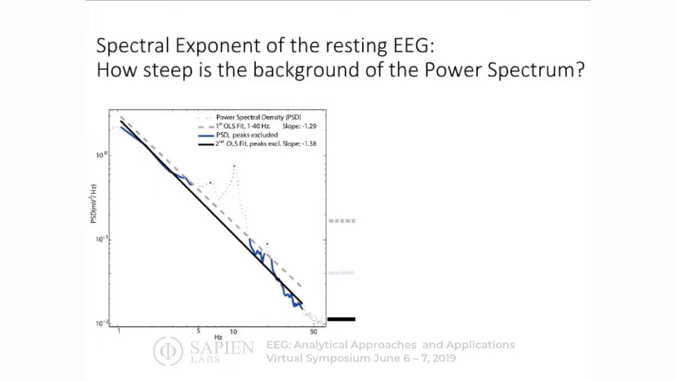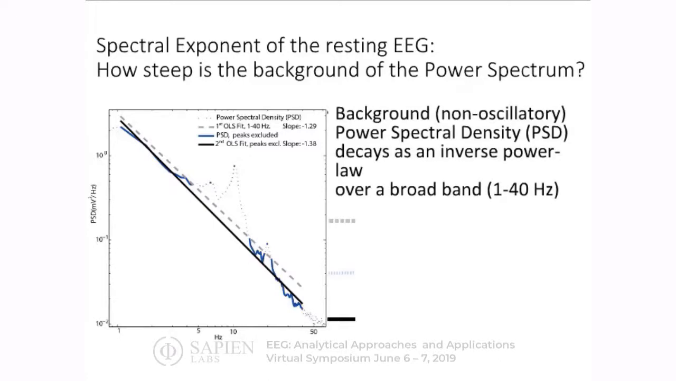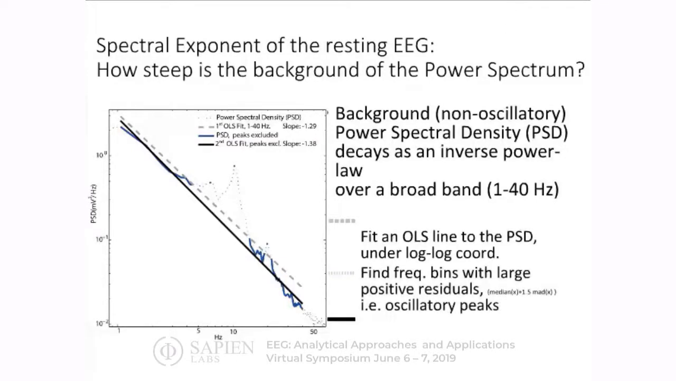So here's how I quantify the spectral exponent avoiding peaks. As you know, there are some typical oscillations that break this scale-free rule, for example, theta or alpha. So what we do here is to fit a first linear regression line in the log-log scale, and then consider the residuals.